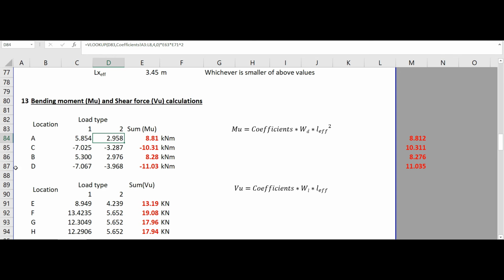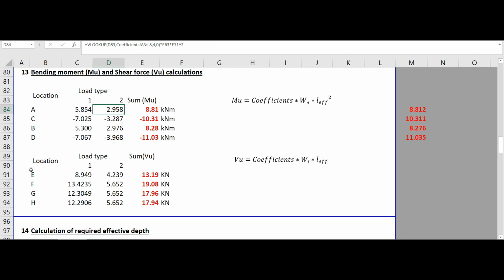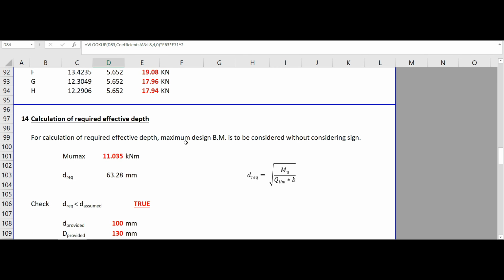So once we have the bending moments at all the locations, that is A, B, C, D, E, F, G and H, that is shear forces at the respective locations. Now we will calculate the required depth.